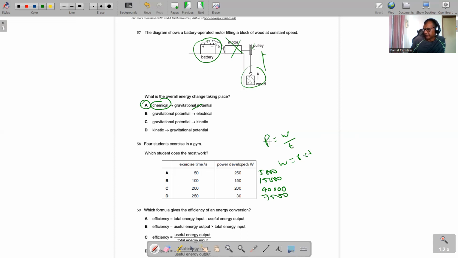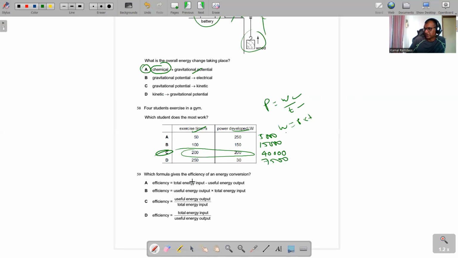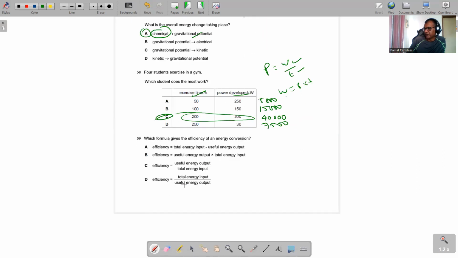OK. We will verify that this formula is correct. Power is equal to work done divided by time. Work done is equal to power multiplied by time. And we will find that this one does the most work, 40,000 joules. Which formula gives the efficiency of an energy conversion? Efficiency is useful energy output over total energy input. This seems correct. Efficiency is useful energy output over total energy input. Now this seems correct.